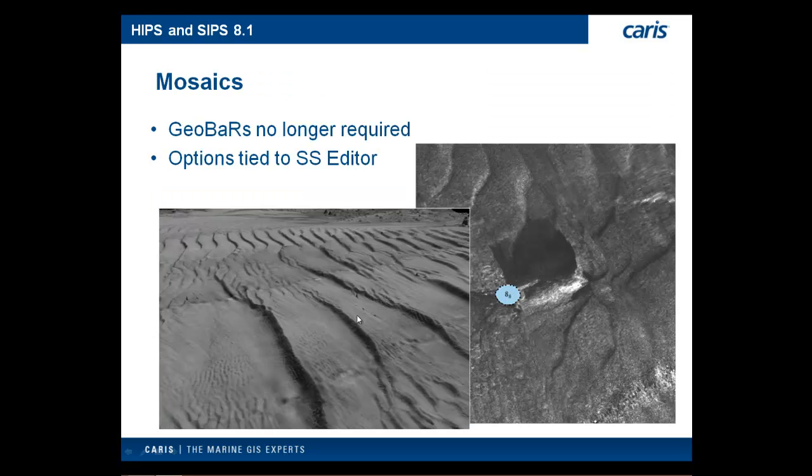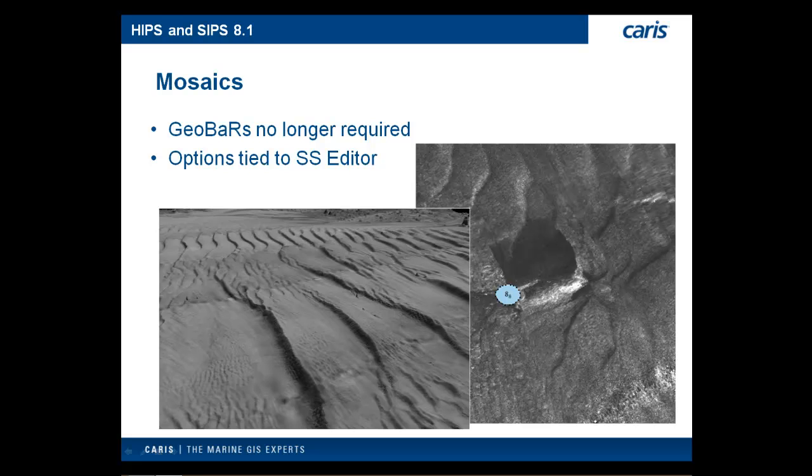So the next step, as I mentioned, is creating a mosaic from the Sidescan image. In the past, our existing users will remember geobars, which are the individual line mosaics you create before stitching them together to make that final mosaic. It was a nice idea, but in practice, it was way more than most people needed. So in SIPS 8.1, you no longer need to make geobars. You just select the lines you want and go.